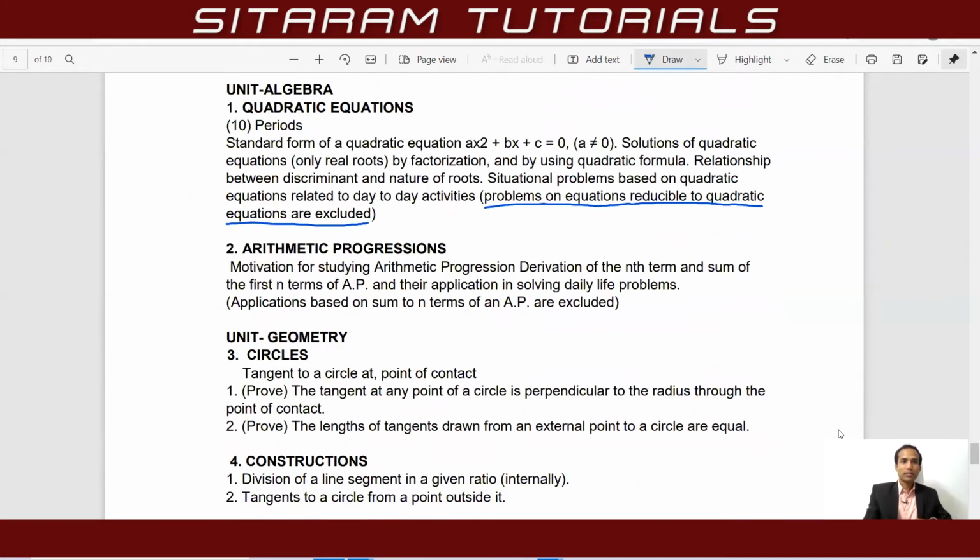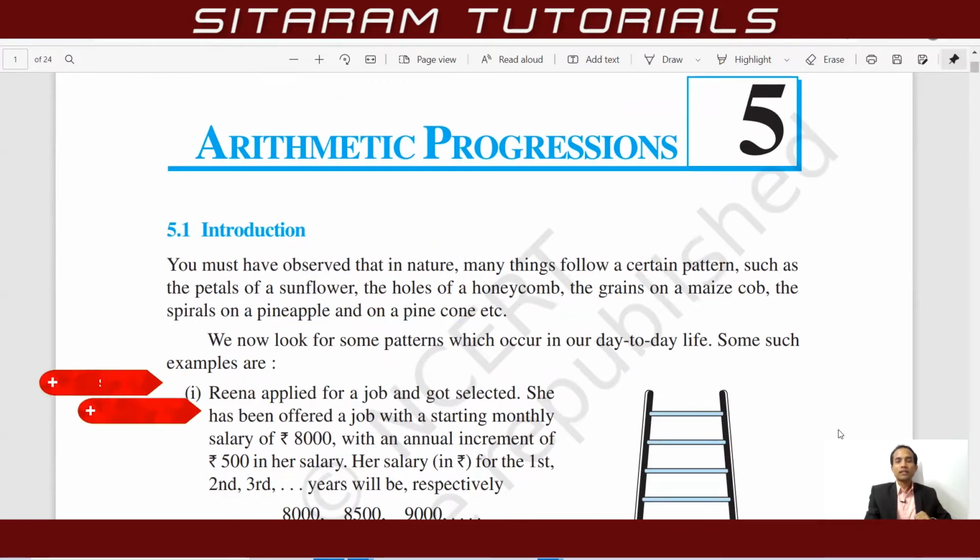Now going to next chapter, that is arithmetic progressions. Applications based on sum to n terms of AP are excluded. Sum of n terms of AP is there, but applications are not going to be there. So now let us see arithmetic progressions.